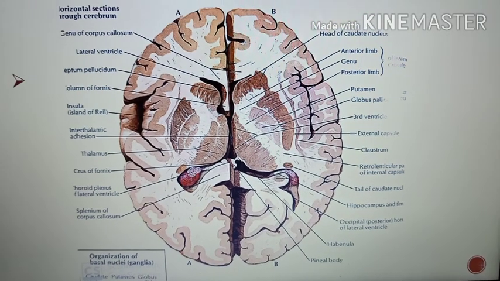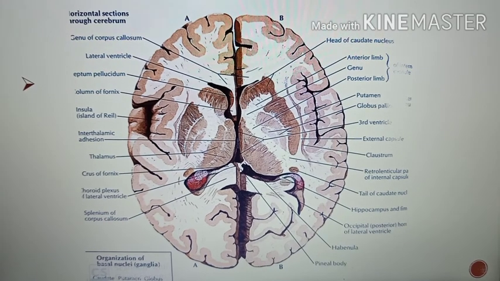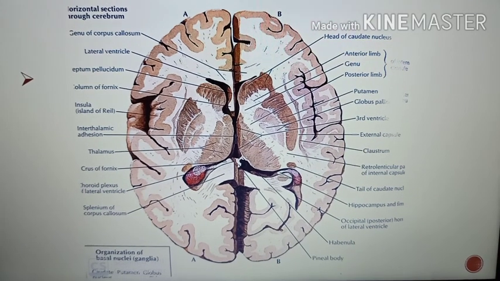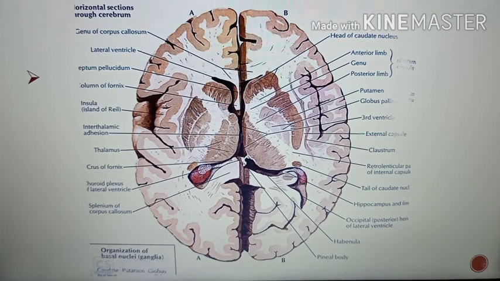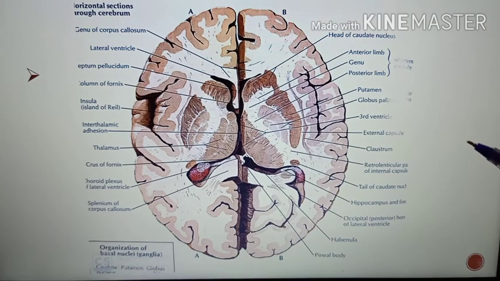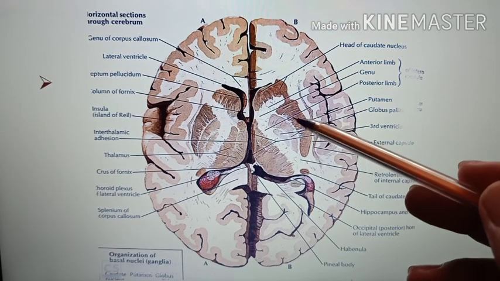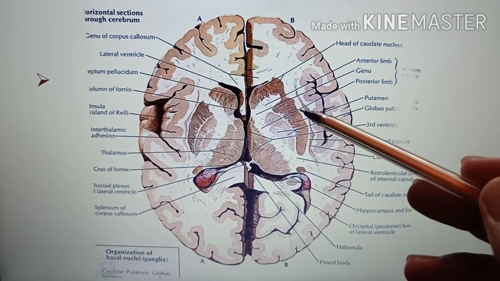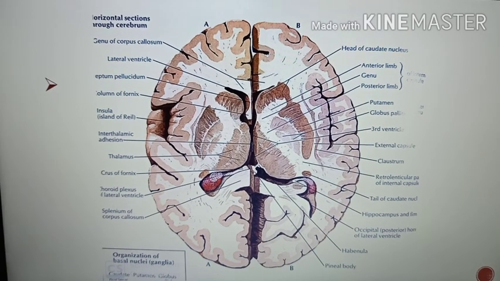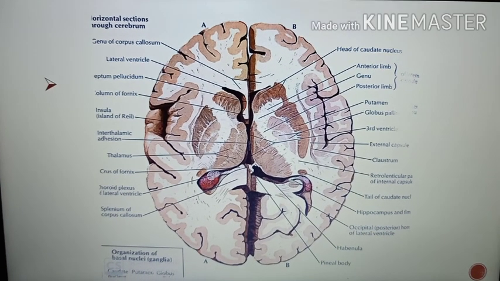In coronal section, it appears wedge shaped with its broad convex base directed laterally. So this is the broad convex base which is facing laterally. Its relations are: medially it is related to the internal capsule; laterally it is separated from the claustrum, this portion here, by the external capsule. Superiorly it is related to corona radiata, and inferiorly it is related to the sublentiform part of internal capsule.